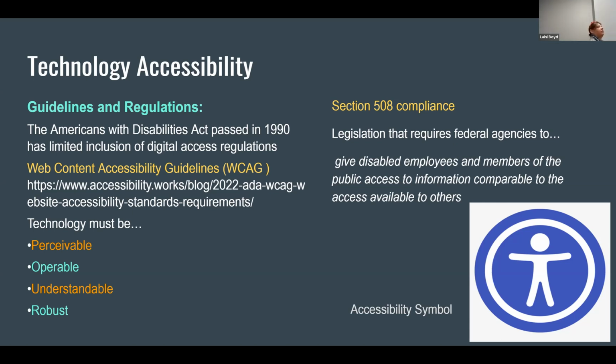I have to watch the time because I'm notorious for going over, talking too much. So there are no real guidelines in the law for what technology has to be to make it accessible, except Section 508 compliance. Section 508 compliance has to do with federal government websites, which have to give disabled employees and members of the public access to information comparable to access available to others. So they're saying it has to be just as accessible as it is for everybody else. They don't say what that means in that document. If I can't find the shopping cart, it's okay if you can't find the shopping cart.